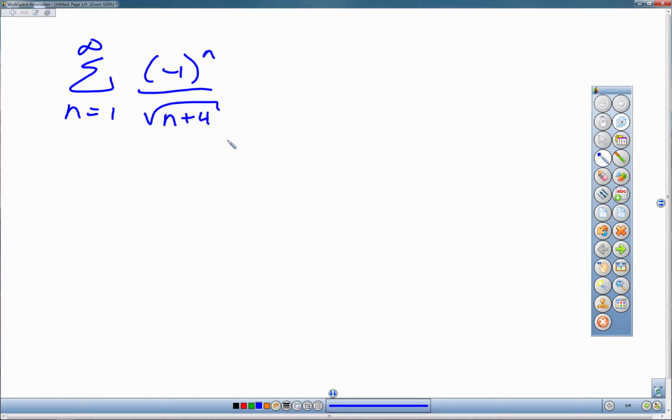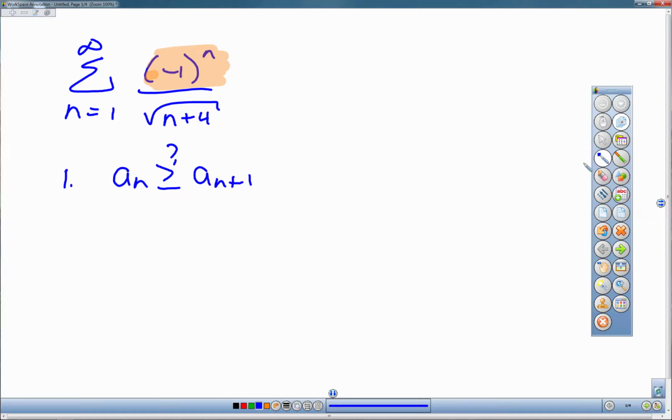And first things first, can we determine whether this is a decreasing series? In other words, can we show that a sub n is greater than or equal to a sub n plus 1? This is what we're attempting to set out to do. And this gets a little confusing because sometimes people get confused by this guy right here.